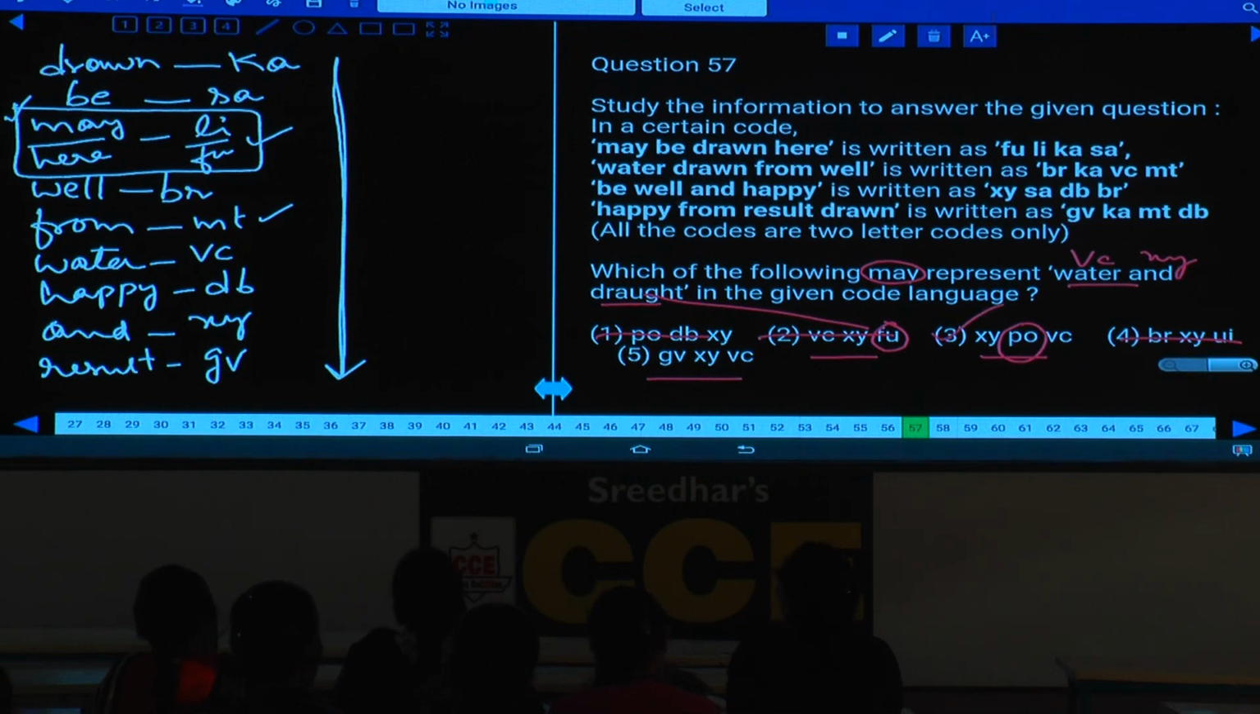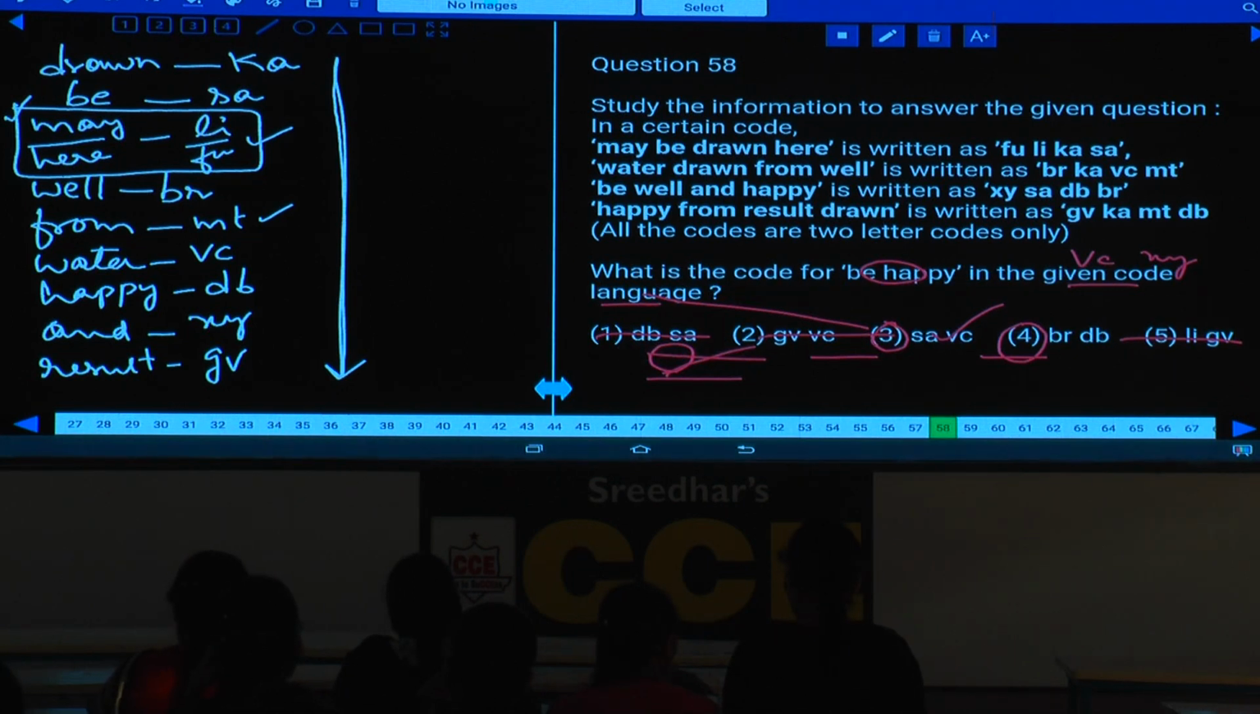Because the question is about what? The question is about a possible code rather than a definite code. Then next one, if you check out the last one, XY, VC, GV cannot be the code to the word drought because GV is the code to the word result. Then what is your answer here? Only choice 3, question 57. Then 58.